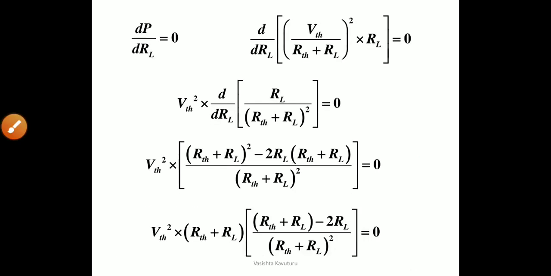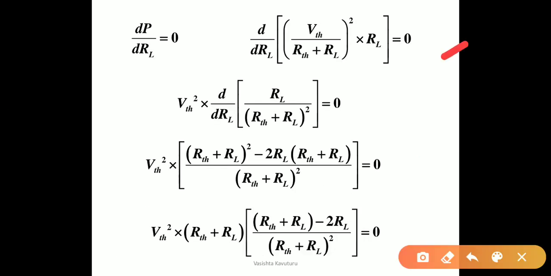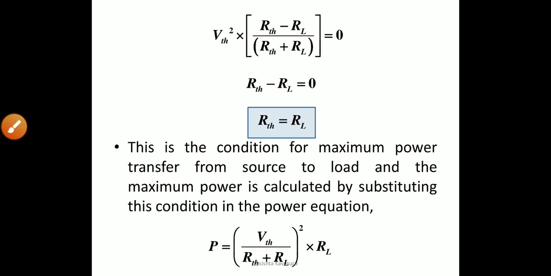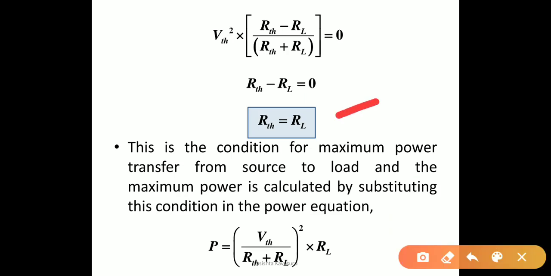Upon doing this, we are getting a relation. Because RL is the variable resistance, we are differentiating the power function with respect to the variable RL, and upon equating this to 0 and simplifying, we are getting the condition: RTH is equal to RL.